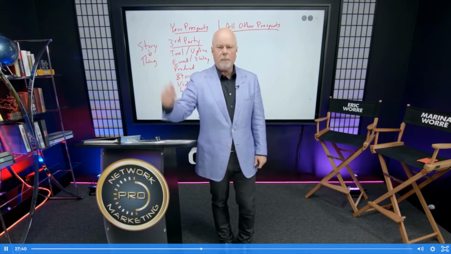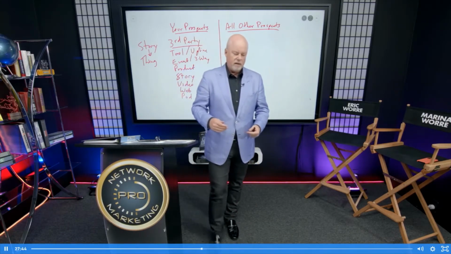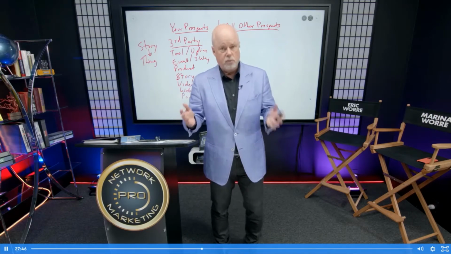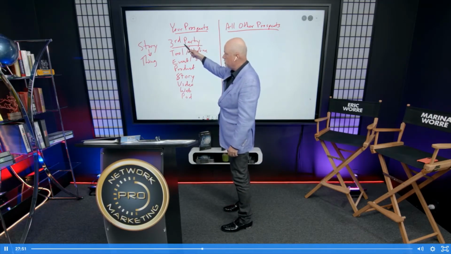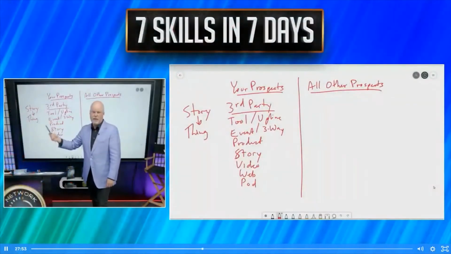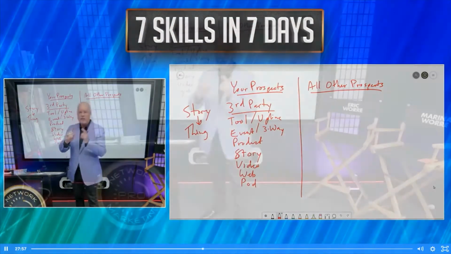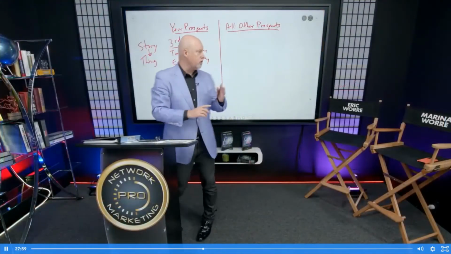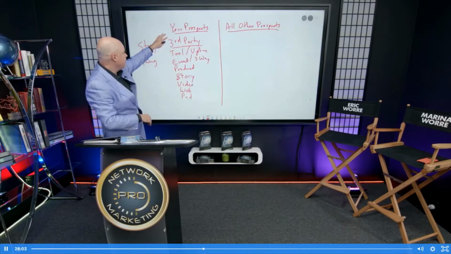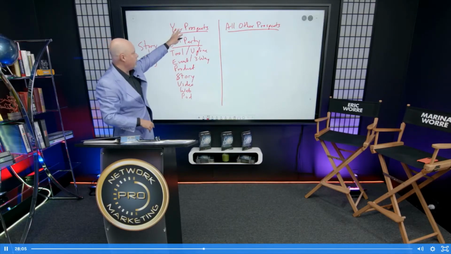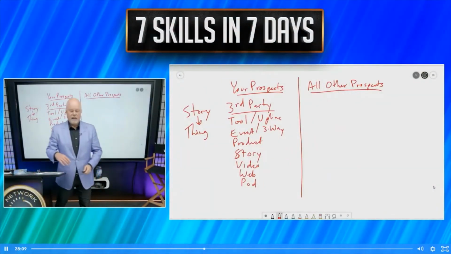Let me tell you about the company. Let me tell you about the timing. Let me tell you about everything. And because first party is really challenging with your prospects, I wasn't using third party. I was trying to be the expert. Because of that, my results suffered. So, this looks simple. I think it'll work. I think I could do it, is what you're trying to get to. Back to the board, please. Trying to get to when it comes to your prospects. Now, all other prospects, it's a different story.